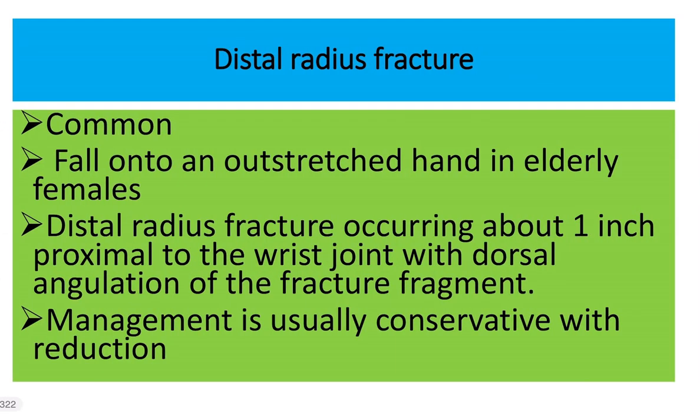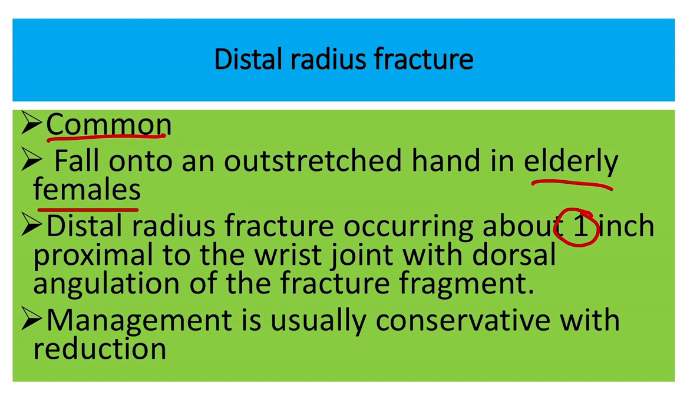The distal radial fracture, in short, is the most common fracture, and it occurs due to falling on an outstretched hand, and elderly females are most commonly affected. Distal radius fracture occurs about 1 centimeter proximal to the wrist joint with dorsal angulation of the fracture fragment. So what is the distal radius? It means up to 1 centimeter proximal to the wrist joint, that means 2.5 centimeter. Management is usually conservative, with reduction.